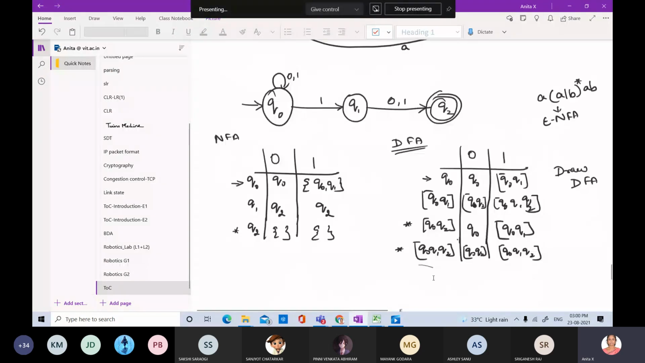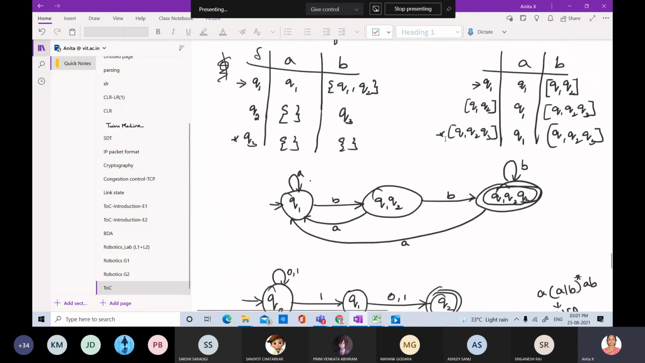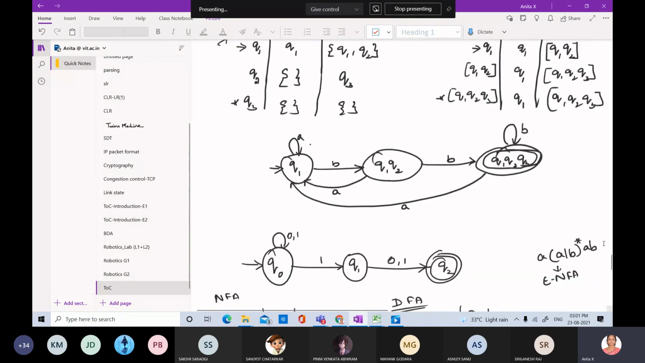Here you can see another example. Here Q2 is the final state. In this case, there are 4 new states in the DFA. We have constructed 4 states in the DFA, right? Among these 4 states, which are the states that contain Q2? This and this, so these are going to be marked as final states. Similarly, here I'm having Q3, so this is going to be marked as a final state. Using this transition table, we can easily construct the transition diagram, that is the DFA.